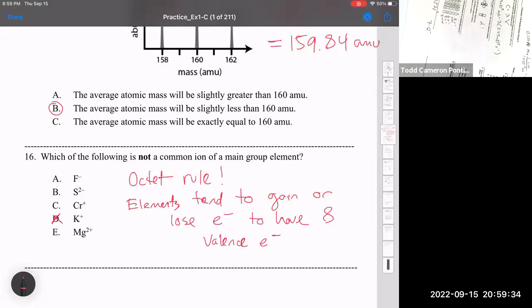Magnesium. Magnesium is right here. It's group 2. Easier to gain 6 or easier to lose 2? Easier to lose 2. This one's fine as well.